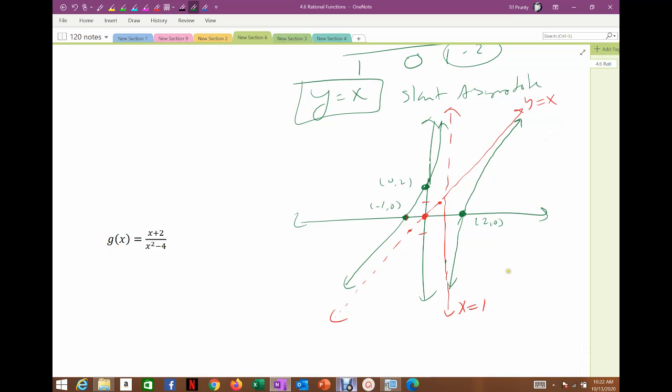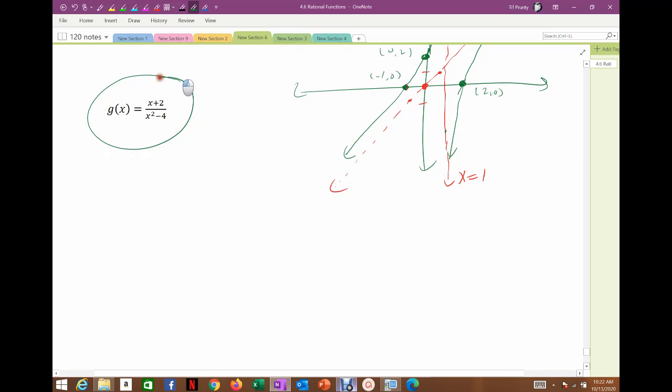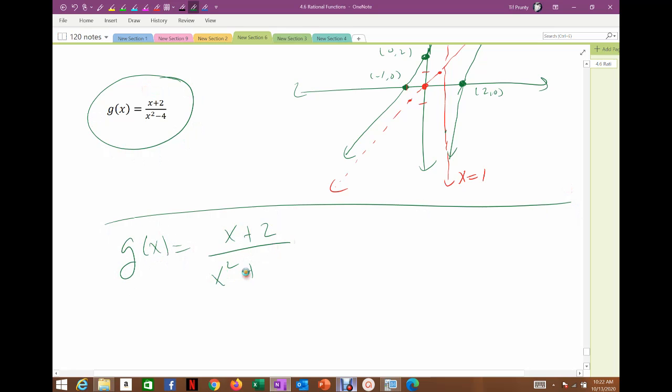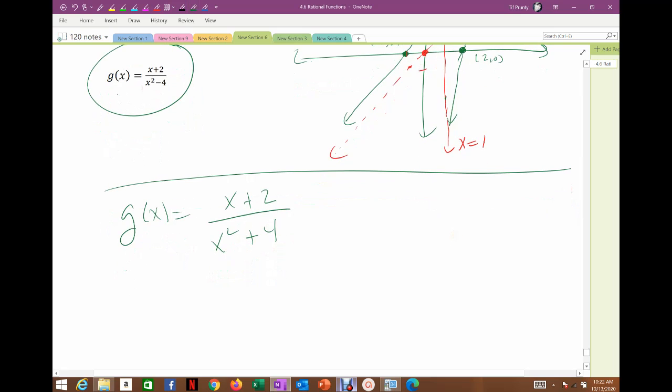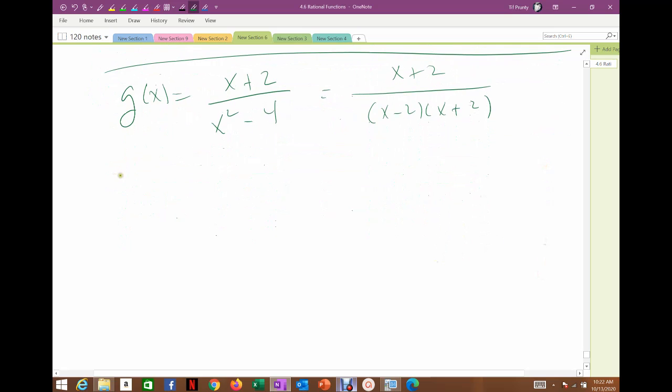Alright, I've got one more to do, and actually I didn't leave myself a lot of room, so I'm going to rewrite it down here. So the last one was x plus 2 over x squared plus 4. Oh, not plus 4, minus 4. And so that does factor into x plus 2 over x minus 2, x plus 2. And so I do have a common factor in this case.